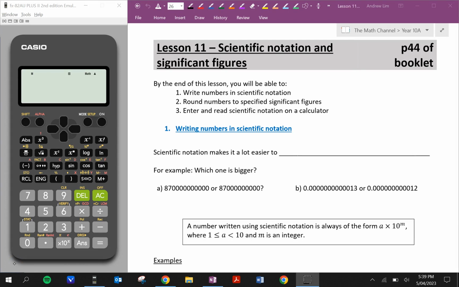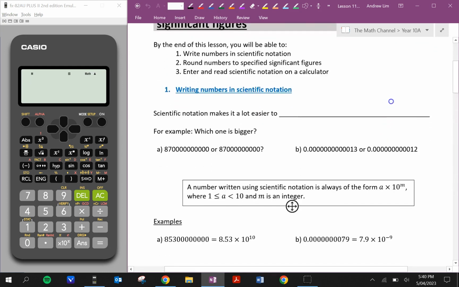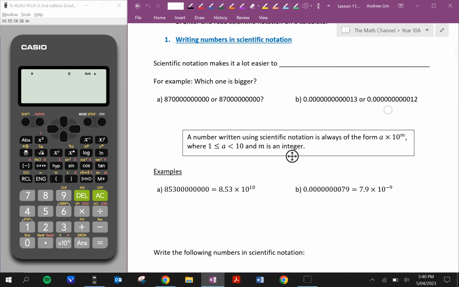In this video we're going to be looking at scientific notation and significant figures. By the end of this lesson, you'll be able to write numbers in scientific notation, round numbers to specify the significant figures, and enter and read scientific notation on a calculator. So, first up, writing numbers in scientific notation. Scientific notation makes it a lot easier to compare really big and really small numbers.